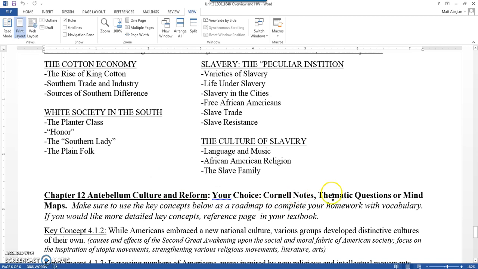Cornell notes, thematic questions, and then mind maps. So I hope this gives you an idea of how to go about organizing your mind maps.